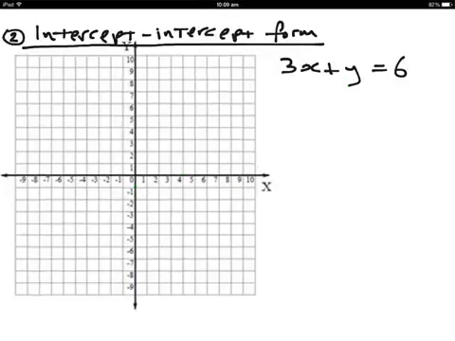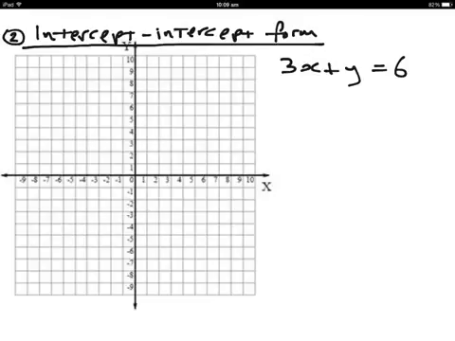But another kind of more interesting method is intercept form. And if your equation looks like this, something x plus something y equals a constant, and you might have to do a bit of algebra around this before you get started. Basically, what this method does is look at where the line cuts both axes.